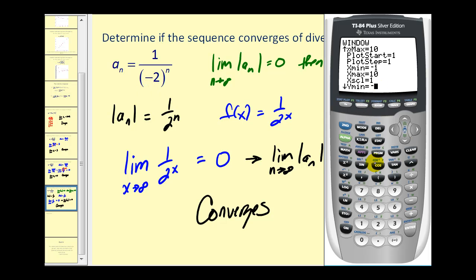Let's set our y minimum to negative 0.5 and our y maximum to positive 0.5. Let's go ahead and press graph. It might be hard to see these points, but this sequence converges to 0 fairly quickly. If we press trace and then right arrow, you can see that the y values get small very, very quickly. And here it looks like it's at 0, but we can tell by these y values that it's not, but it is approaching 0 very quickly.